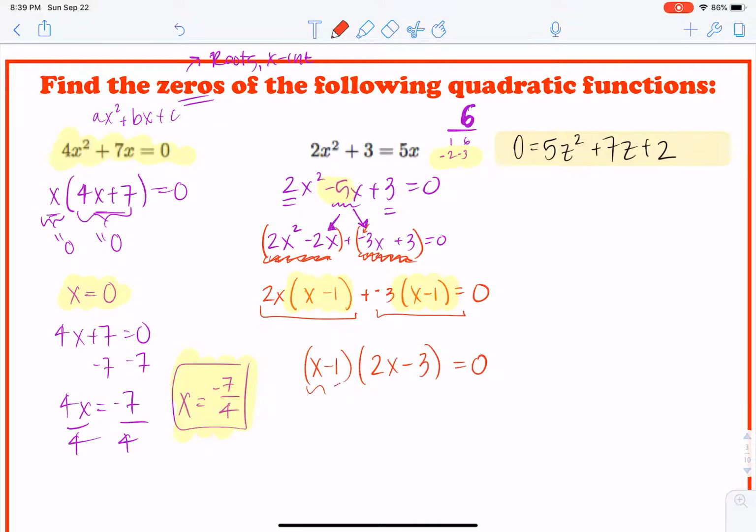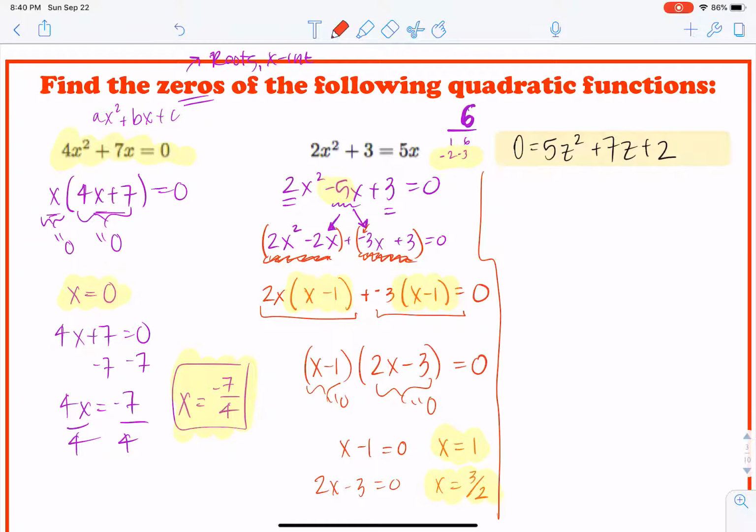So I can again go ahead and use my zero product property and set each of those pieces equal to 0. So x minus 1 is equal to 0, which means that x is equal to 1. And 2x minus 3 is equal to 0, which means that x is equal to 3/2. So we'll do one more example. And I have this last example for us here.